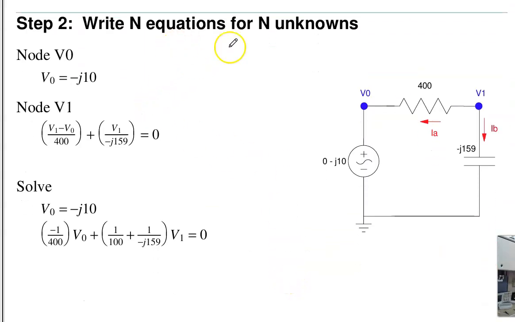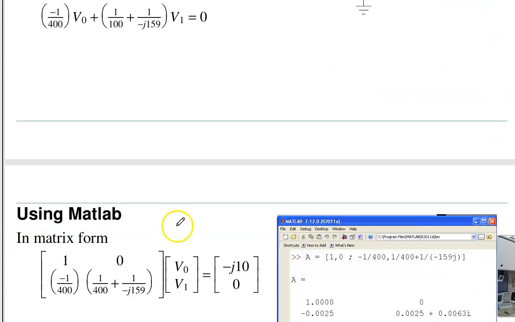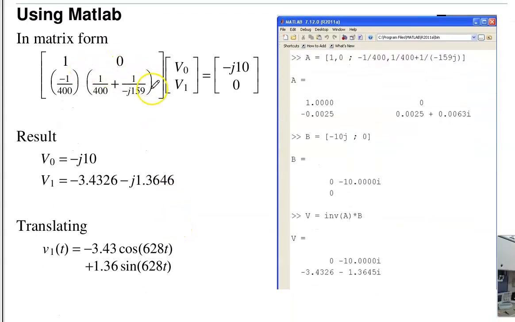So here's the n equations, n unknowns. I got V0 equals minus j10, that equation. Group the terms and throw it into MATLAB to solve. In MATLAB, I put that in matrix form. Here's the first row, call that my A matrix, call that B. A is 1, 0, minus 1 over 400, 1 over 400, minus 1 over 159j. That's A. B is minus j10, 0. Inverse of A times B gives you the voltage.